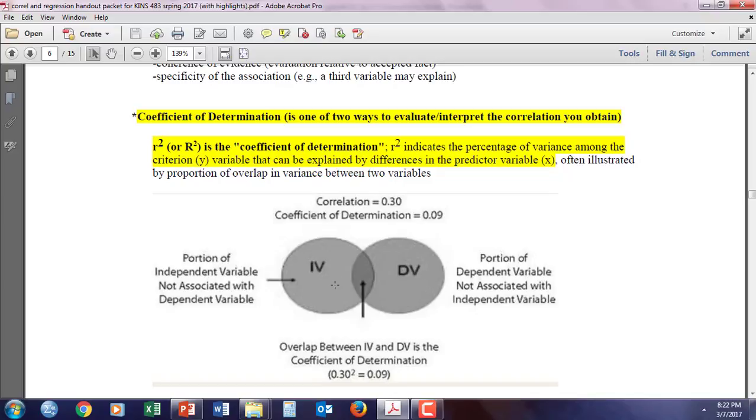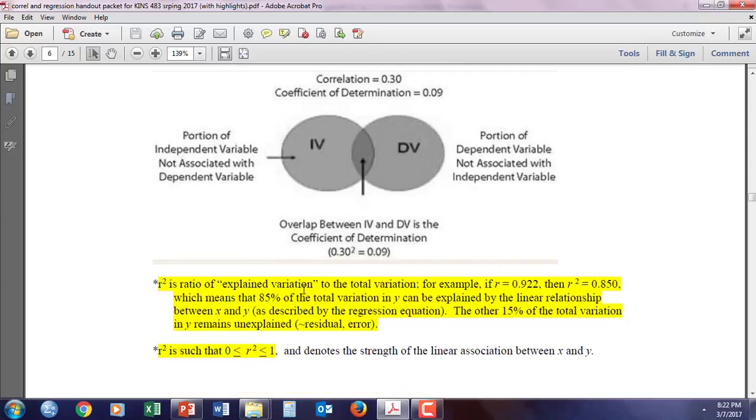And the degree of overlap is given by the coefficient of determination. In this case, the R was 0.30. We square it. We find that the coefficient of determination is 0.09. And we say that 9% of the variance, or the variability in this Y variable, can be explained by this X variable. So R squared is the ratio of explained variation or explained variance to the total variance.